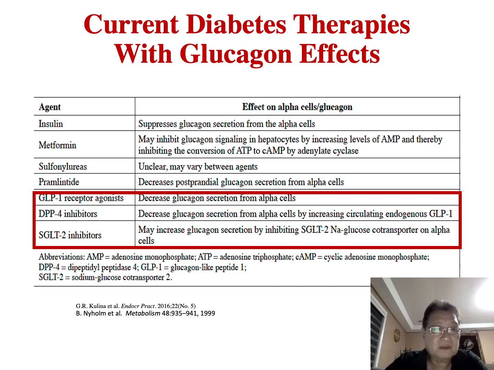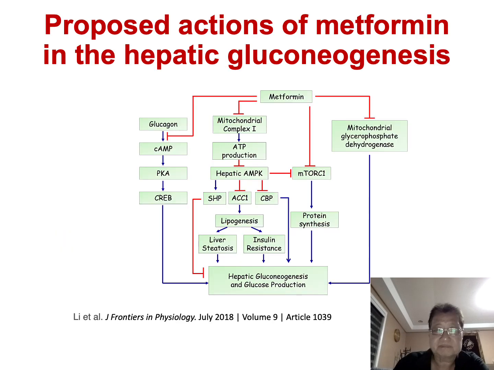Now, sulfonylurea is unclear and may vary between agents. No? Pramlintide, we already discussed that. It decreases postprandial glucagon secretion from alpha cells. And the last three are the currently most commonly used anti-DM drugs, the incretin-based drugs we already discussed, and they decrease glucagon secretion. However, on the contrary, SGLT2 inhibitors may increase glucagon secretion by inhibiting the SGLT2 sodium glucose co-transporter that may be present in the alpha cells.